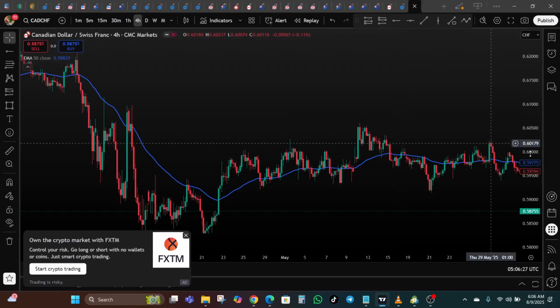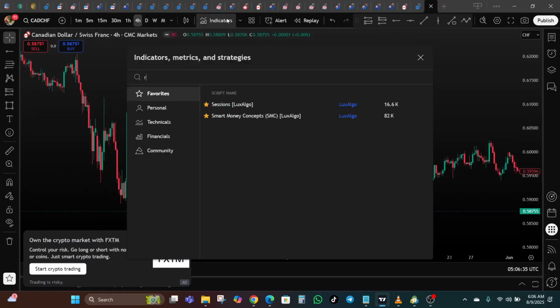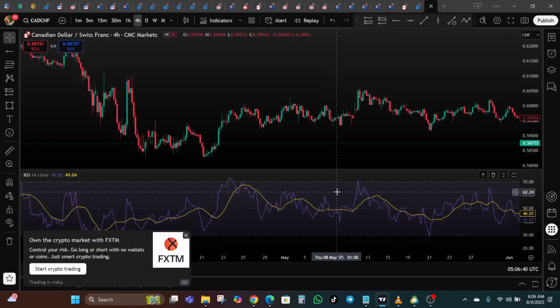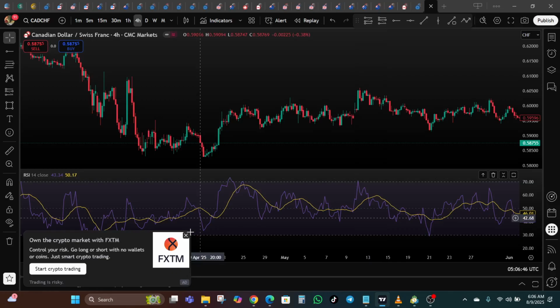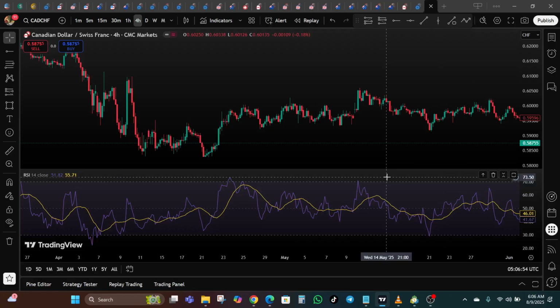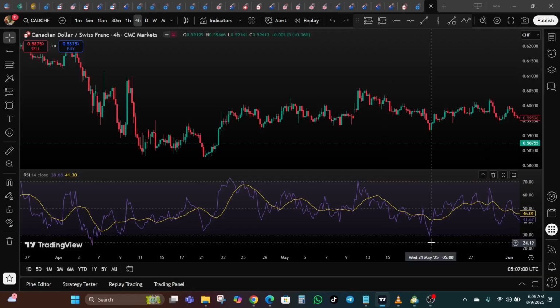The next indicator we are going to be discussing is the relative strength index, or the RSI for short. The RSI measures momentum and shows whether a currency pair is overbought or oversold. Readings above 70, you can see the 70 here, suggest overbought conditions, while readings below 30, say 30 here, suggest oversold conditions.